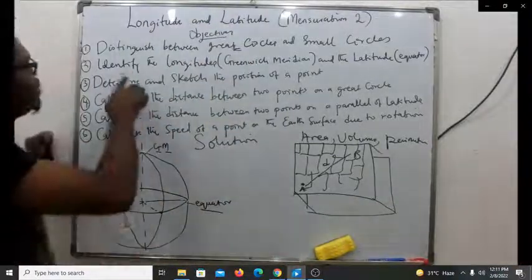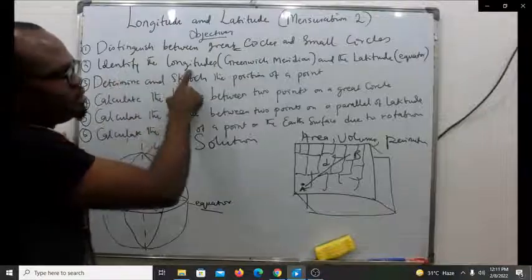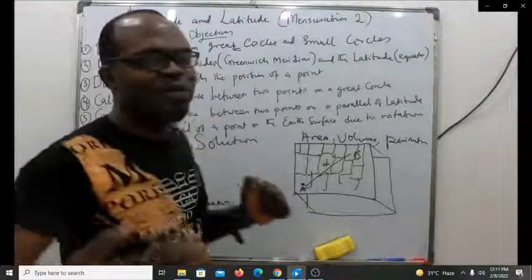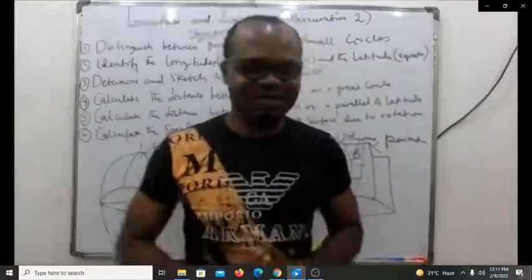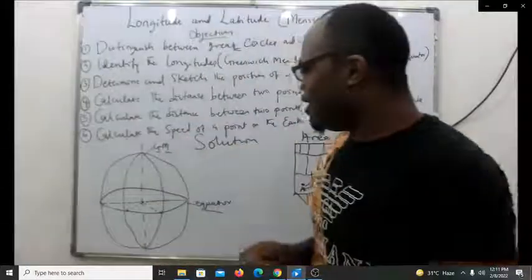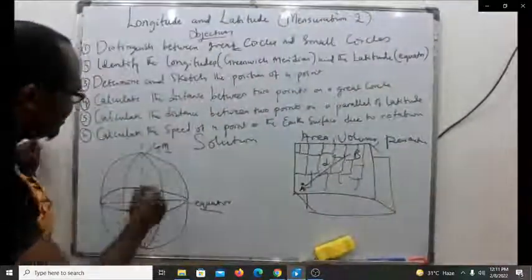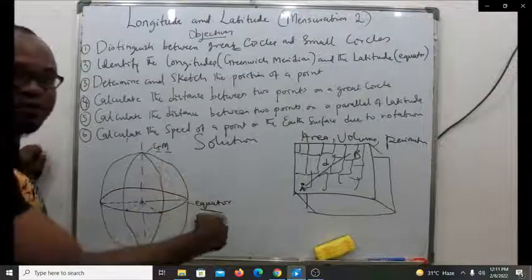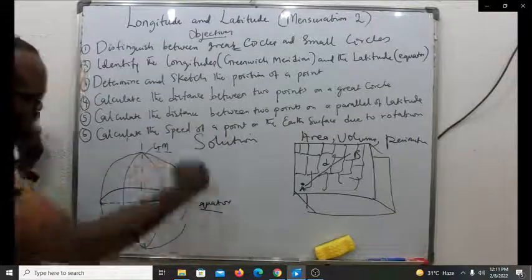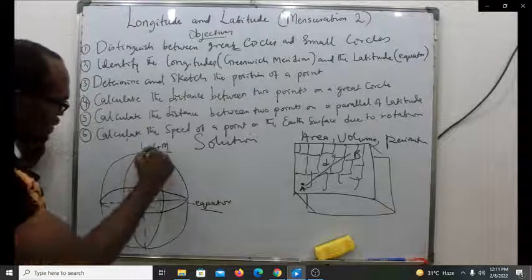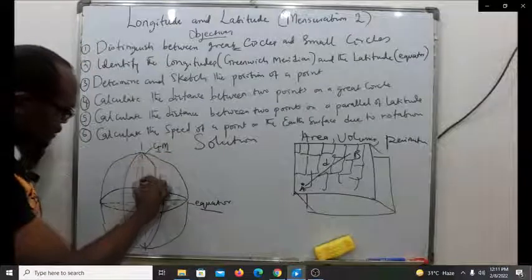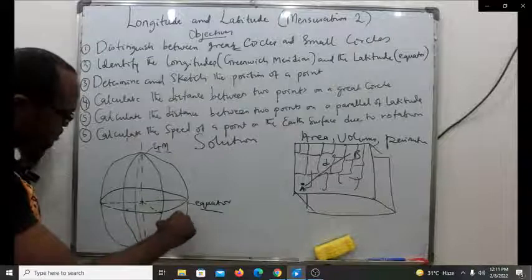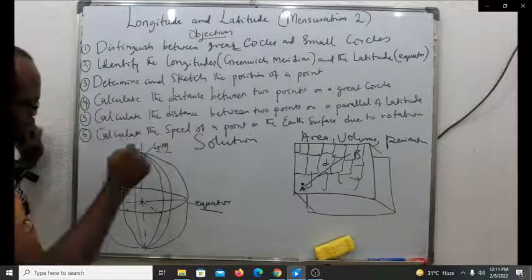Now, number two, you're going to be able to identify the longitudes and the latitudes. Now, what are the longitudes and latitudes? The longitudes are those circles. If you want to run circles across the Earth's surface, you can run as many as you want. You can have this. You can have this.